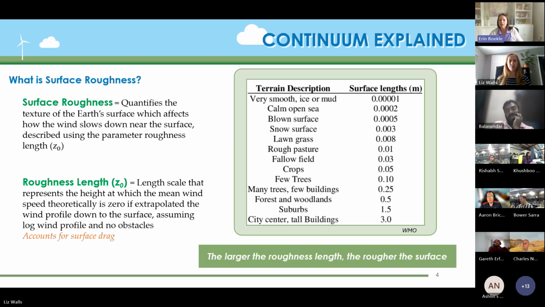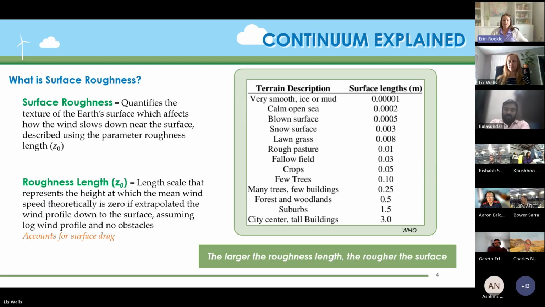So the World Meteorological Organization has a pretty common table to have that correlation between what terrain type you have and what that roughness length is going to end up being. So the larger the roughness length, the rougher the surface. Like I was saying, the bigger the number, the more grabby the surface is to the wind itself.